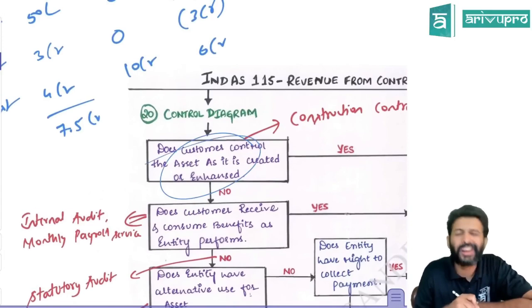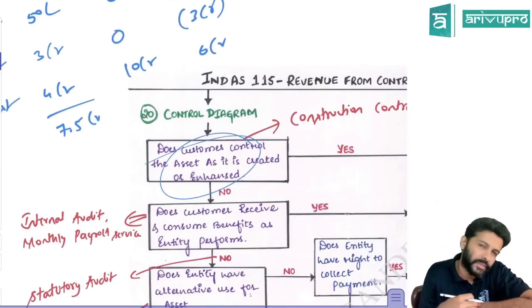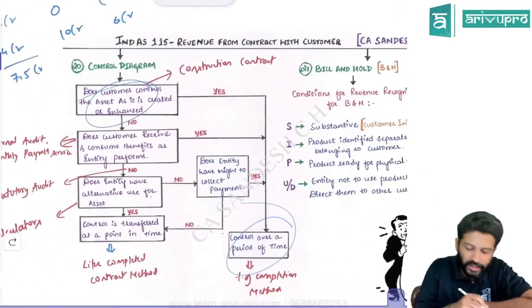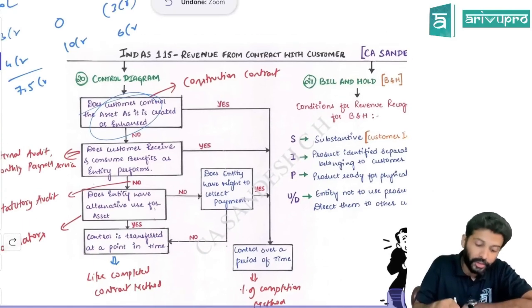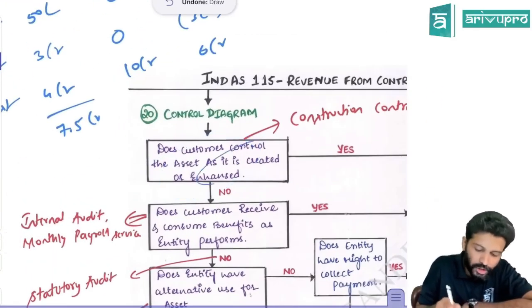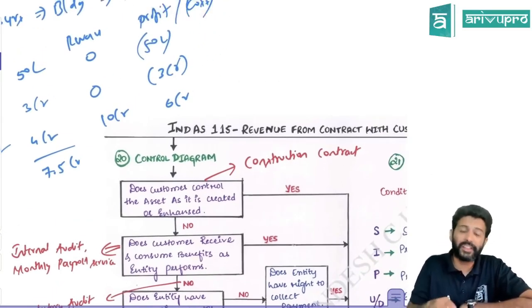First check: does the customer control the asset as and when it is created? Does the customer control the asset as and when it is created? If the answer to that is yes, you can directly conclude control is satisfied over a period of time, meaning you will go for percentage of completion accounting. So what is that, sir? Sir, for construction contracts, this criteria will be satisfied. What is that criteria? Does the customer control the asset as and when it is created?